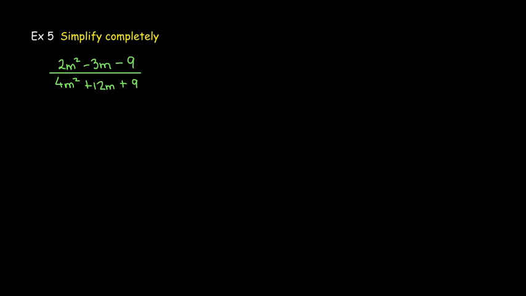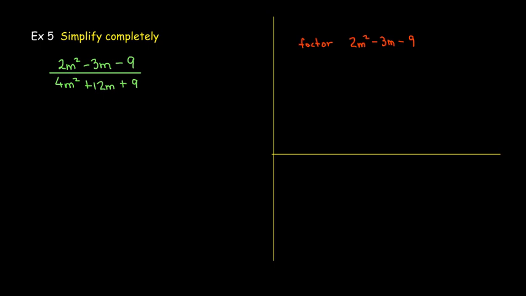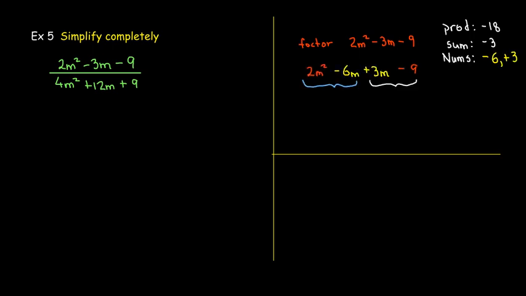All right, let's look at another example here. I need to do the factorization, so I'll do a factoring of 2m squared minus 3m minus 9. So I need two numbers that multiply to make negative 18, add to make negative 3. Those are negative 6 and plus 3. Rewrite the negative 3m as negative 6m plus 3m. Factor that by grouping. And then we've got our factors.